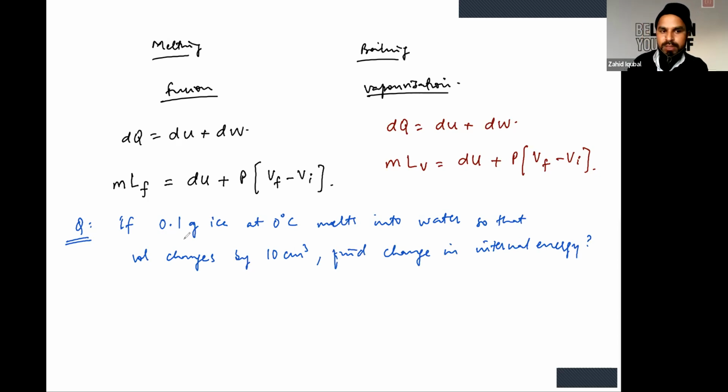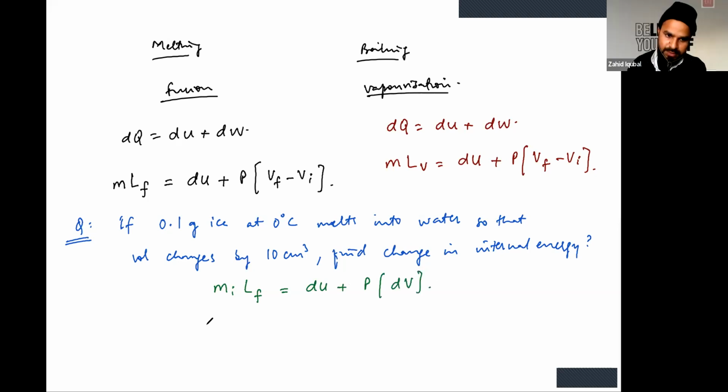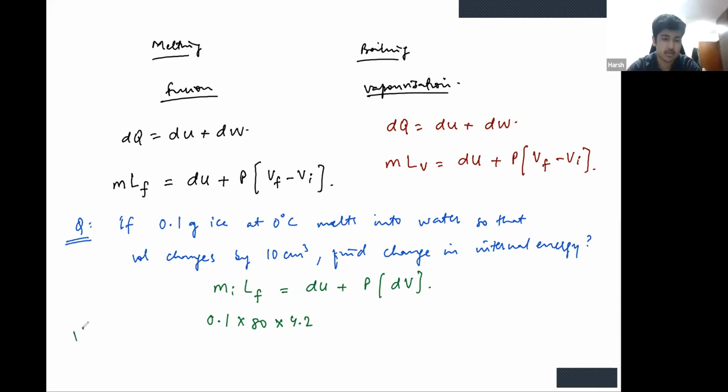In this part, we have the mass of ice. According to the fusion formula, we can say mass of ice times latent heat of fusion constant is equal to dq, du plus p times dv in case of work done. So mass of ice we have is 0.1 gram, and latent heat of fusion is 80 calorie per gram. This entire term will be in calorie. How to convert this into joule? Just multiply it by 4.2, as 1 calorie is equal to 4.2 joule. Is it clear? Yes, sir.